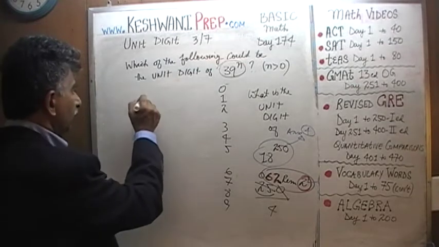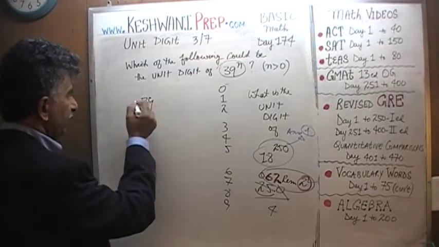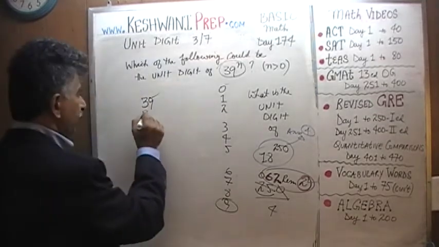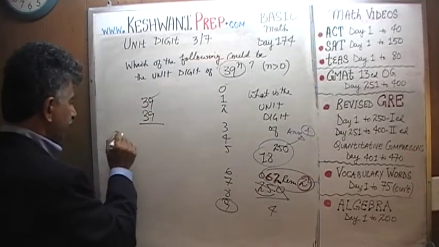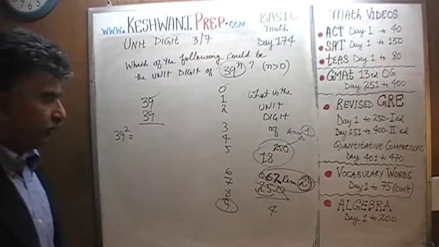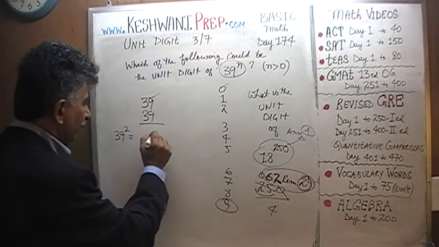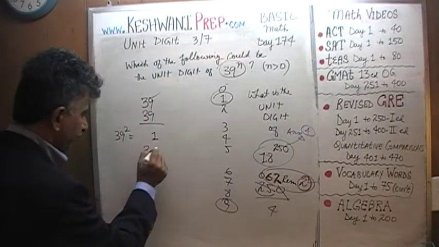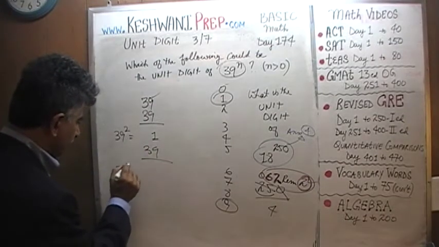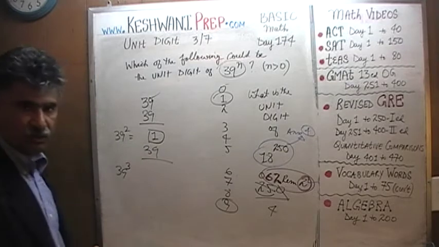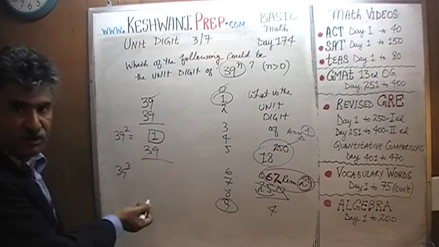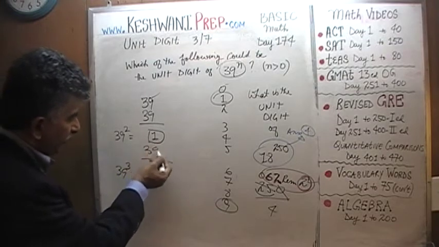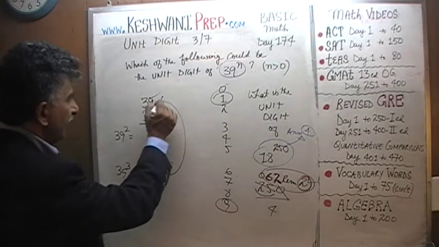What could be the unit digit of 39 raised to n? Let's find out. 39 raised to 1 is just 39. It ends in a 9. Multiply by one more 39 and we get 39 squared. 39 squared will end in a 1, since 9 9s are 81. If you multiply that by 39 one more time, that's 39 cubed. As soon as we get a 1, either you get a 1 or you get the same digit that you started out with, because 1 times 9 is going to be 9. You're going to end up where we started.